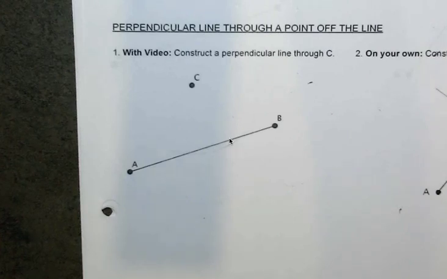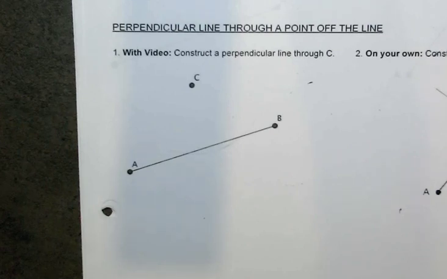Hi class! Today is a tutorial video on how to construct a perpendicular line through a point that is not on your line. So you can see that set up here in number 1. So I've got a segment AB that I want to create a perpendicular line to. Now I want that perpendicular line to go through point C. And obviously you guys can see C is not on my line.